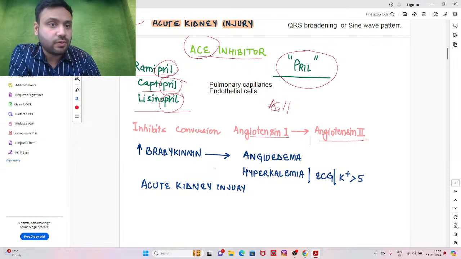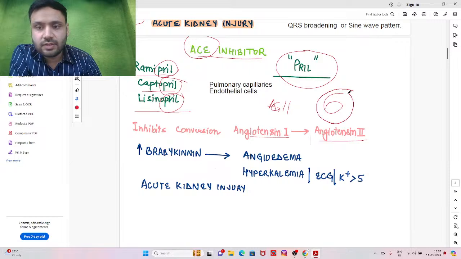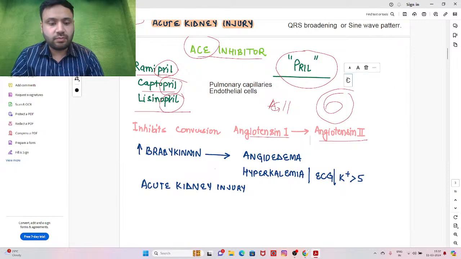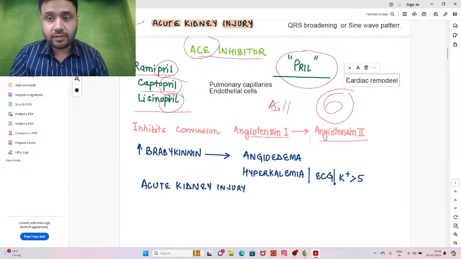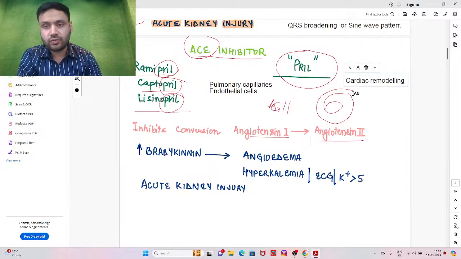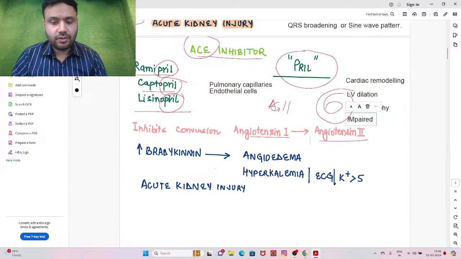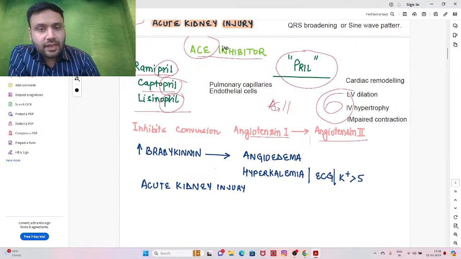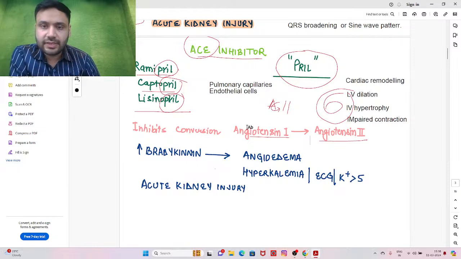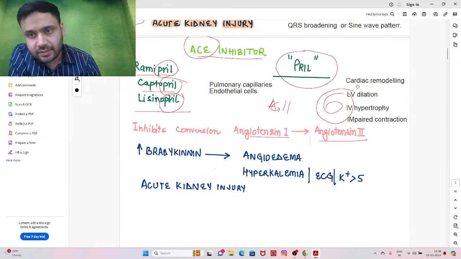And I remember, and I think all of you remember too, that there are 6 important effects, and one of those is cardiac remodeling. It is important because this remodeling leads to LV dilation, LV hypertrophy, and impaired LV contraction. So, ACE inhibitors like ramipril, captopril, lisinopril inhibit the enzyme called ACE, which decreases the effects of angiotensin 2 by decreasing cardiac remodeling in chronic heart failure, which plays a role in dilation, hypertrophy, and impaired contraction, right?